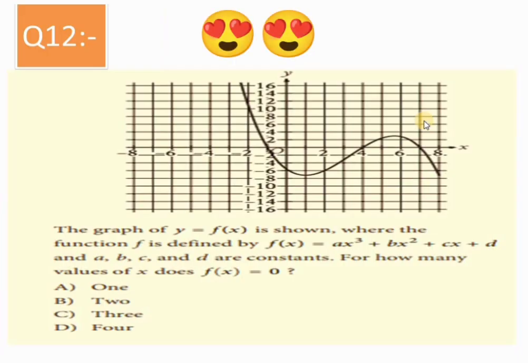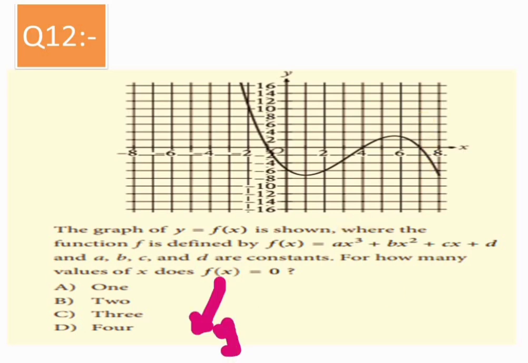The last question today: the graph of y equals f of x is shown, where the function f is defined by f of x equals ax to the power 3 plus bx to the power 2 plus cx plus d. Because the degree of this equation is 3, the graph will be a cubic function. And the question here: for how many values of x does f of x equal 0? f of x means y, and y equals 0 if the point lies on the x-axis.